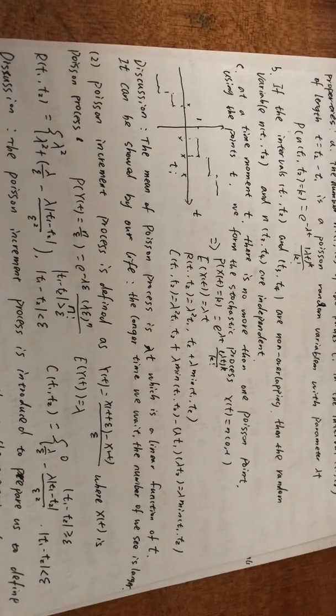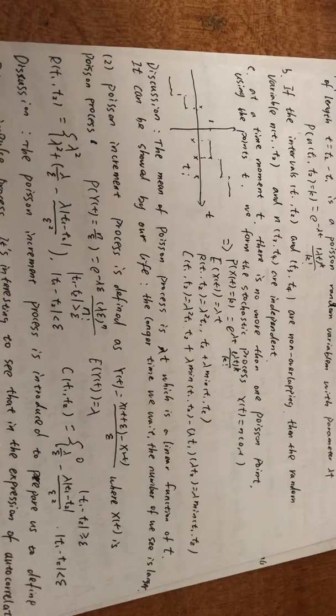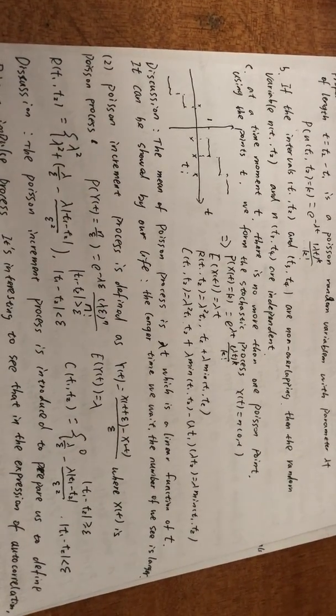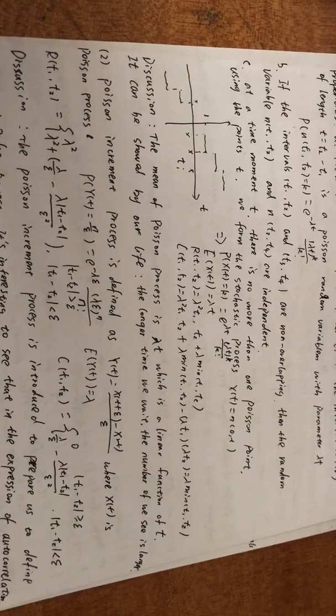The discussion is easy, because according to the function, the mean of the Poisson process is gamma t, which is a linear function of t, and we can easily find it in our life. Like if we wait longer or do something for a longer time, maybe we have a larger number that we can do or we can see. So it's easy.